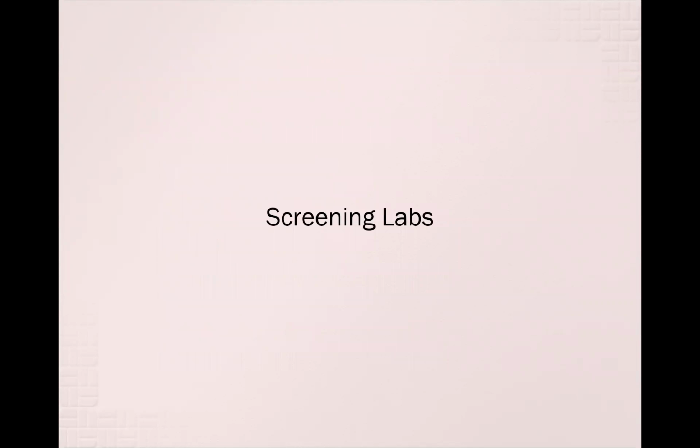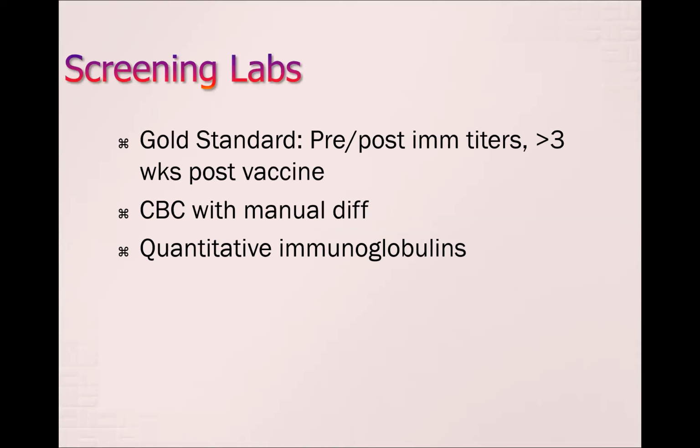All right, so we have somebody that we think may have an immunodeficiency. How do we go about getting screening labs, or what are some screening labs to really consider getting to bolster our case? The 3 labs that you'll really want to think about are usually a CBC with manual differential to look at the different cell lineages and types, quantitative immunoglobulins to see what my immunoglobulin numbers are, and then the gold standard, pre and post immunization titers 3 weeks following the vaccine.